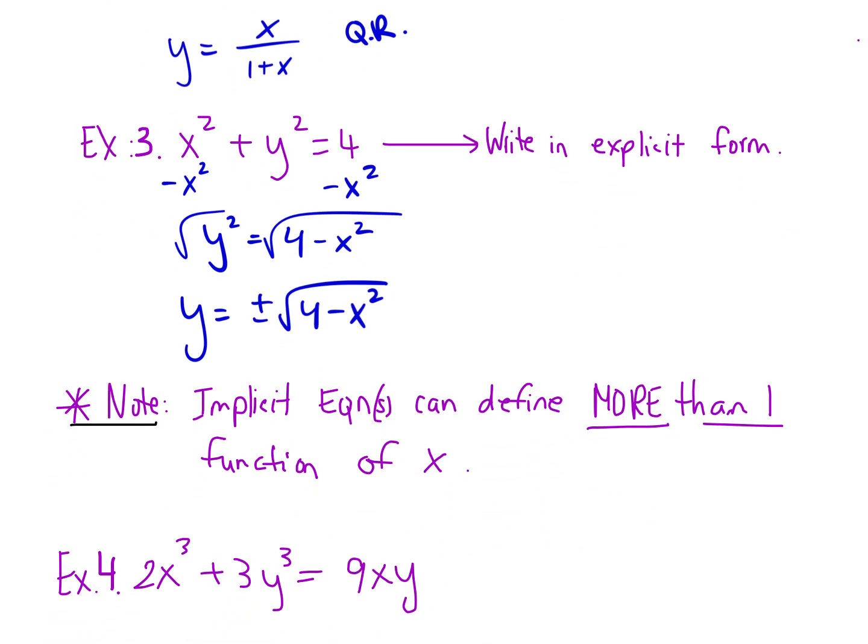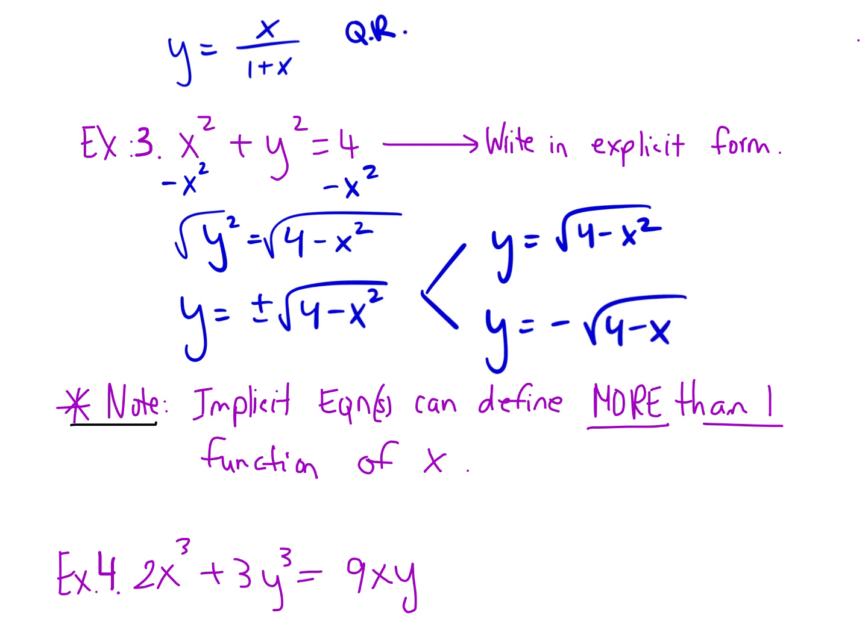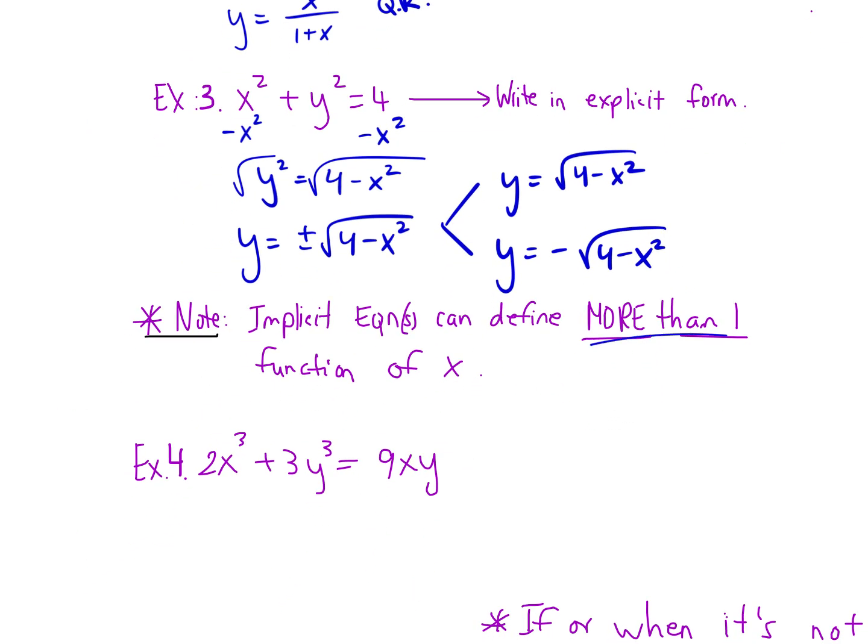So sometimes when you have an implicit equation, you can end up with more than one function of x. Here we've got 2 equations, y equals positive square root 4 minus x squared, and y equals negative square root 4 minus x squared. We could take the derivative of both of these, we'd just end up with 2 different answers. So sometimes you can have more than one equation.